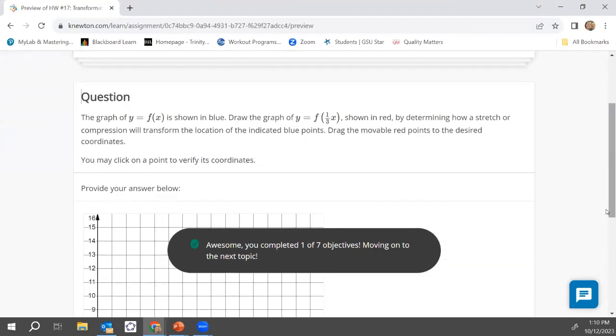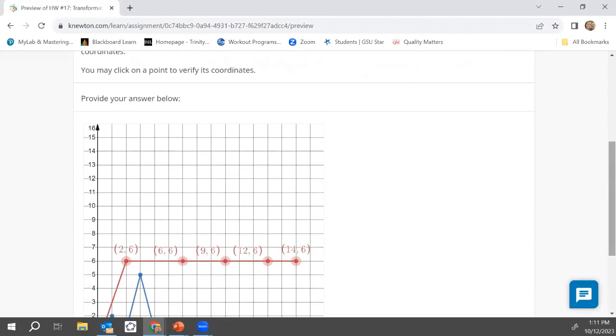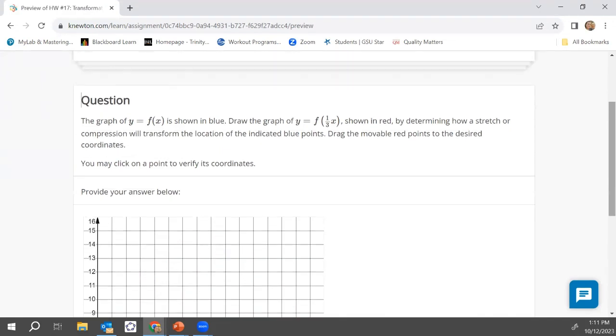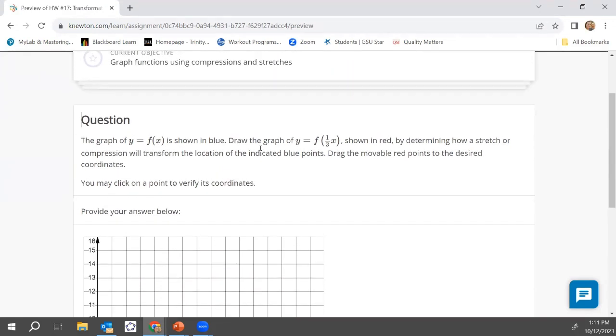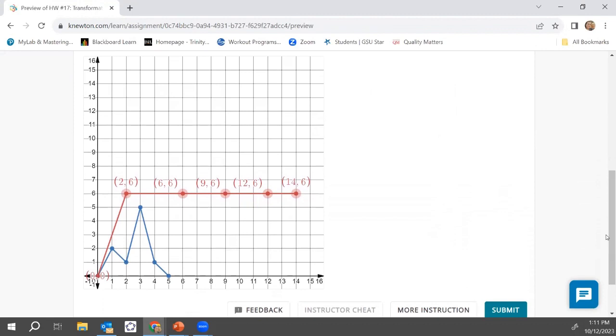All right, so here's where you're going to actually start moving the points. Your original graph is in blue. And we now want to draw f of 1/3 x. So remembering that when it's inside of the parentheses here, we do the opposite of what it says. So it says 1 divided by 3, but we're going to actually multiply all of our x's by 3, keeping the y's the same. So the 0, 0 is going to start as it is.